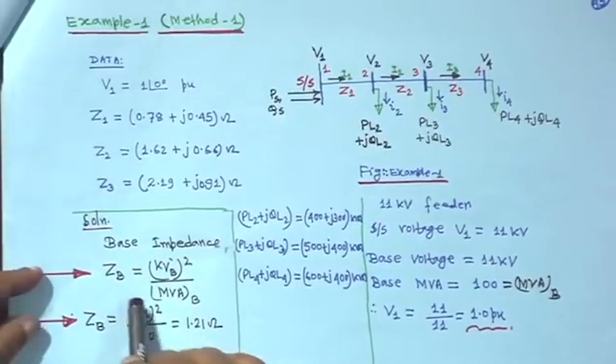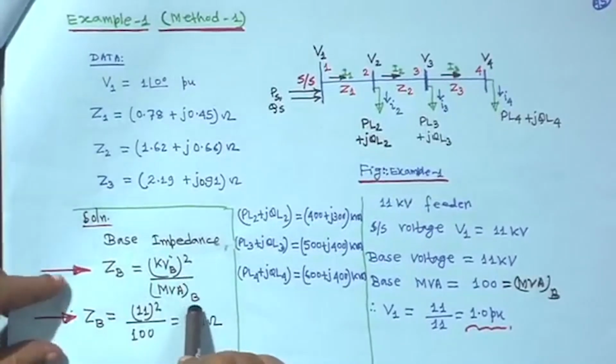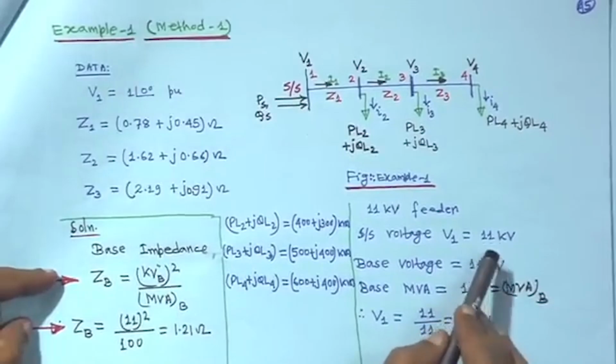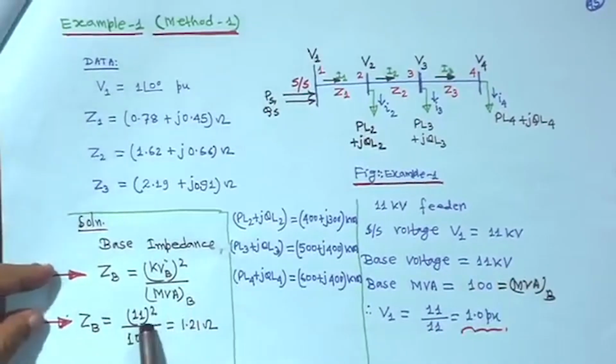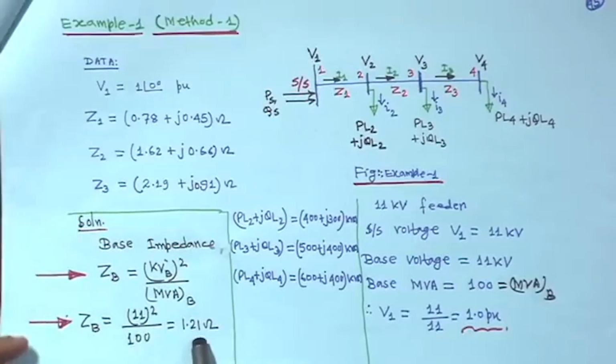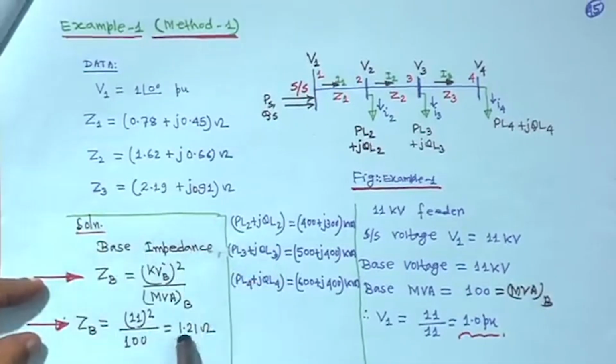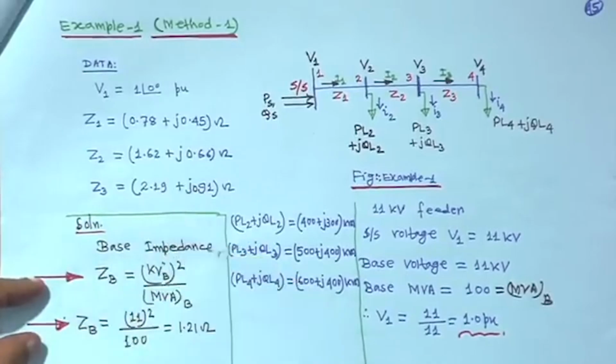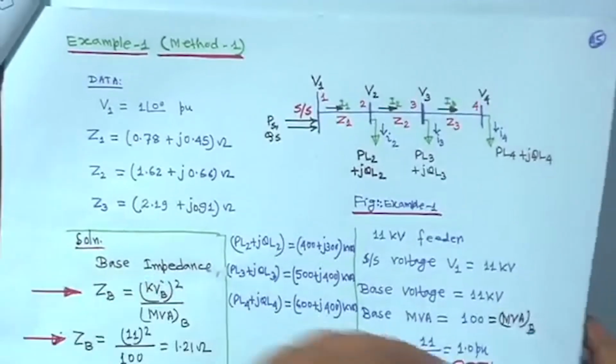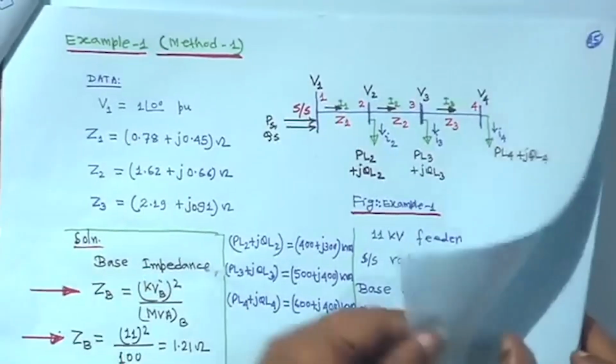Base impedance ZB is equal to kV square by MVA base. So, voltage base is your 11 kV, so it is 11 square upon 100. So, base impedance is 1.21 ohm. So, this impedance you divide by ZB, 1.21, right. Then it will be converted to per unit first.